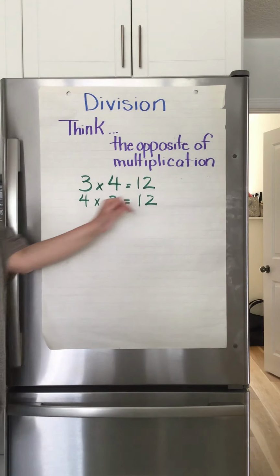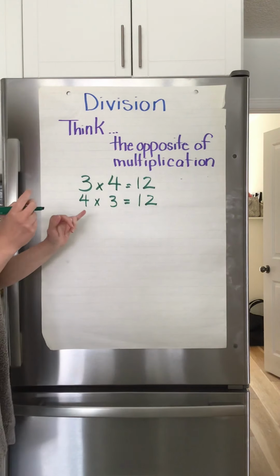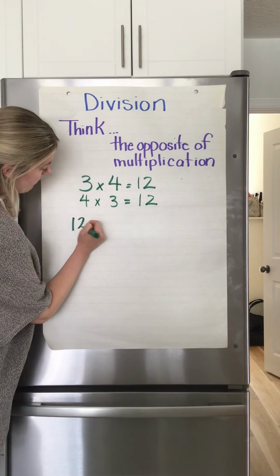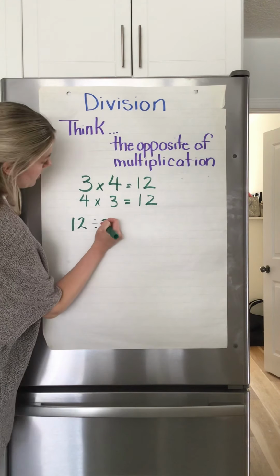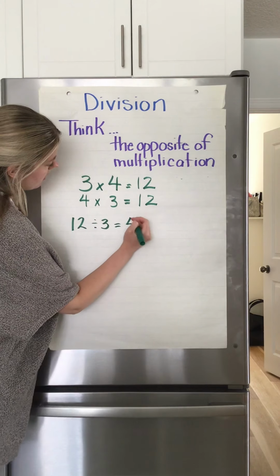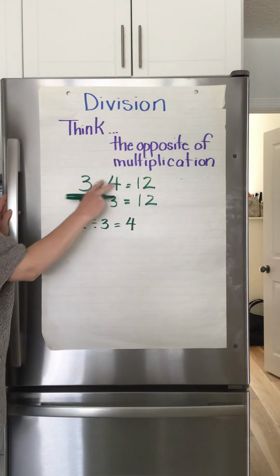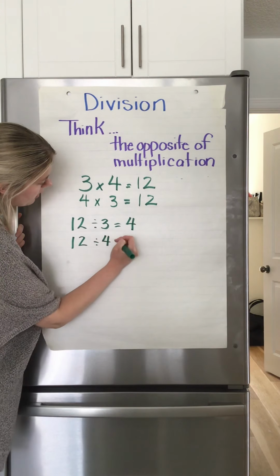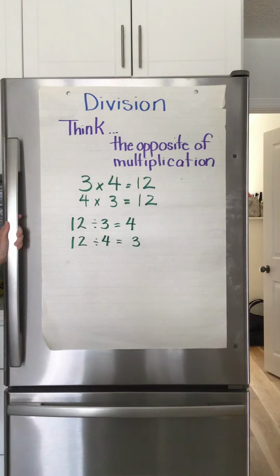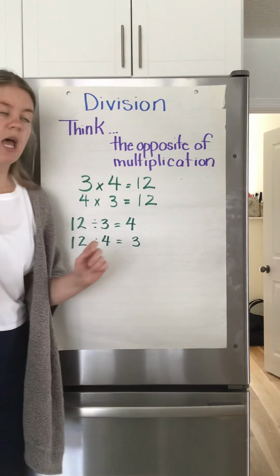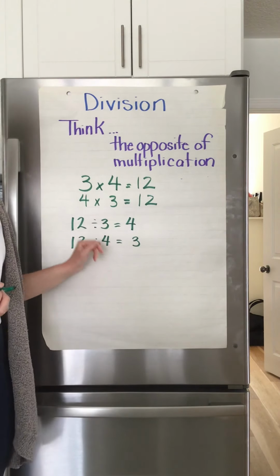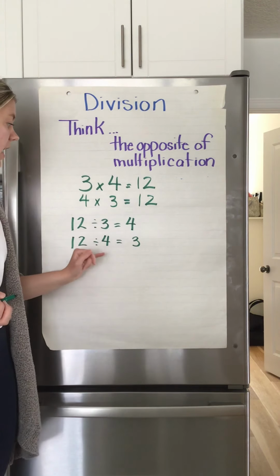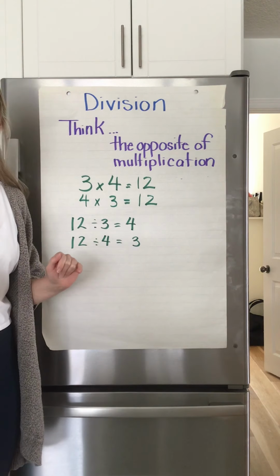So I'm going to start with the big number and I'm going to divide by one of the small numbers. So for example, if I had 12 divided by 3, it would give me 4. That's just my fact family. And if I had 12 divided by 4, that would give me 3. Eventually you will probably start to memorize your division facts like you have your multiplication facts, but to start off with dividing, we're going to start by separating things into smaller groups.